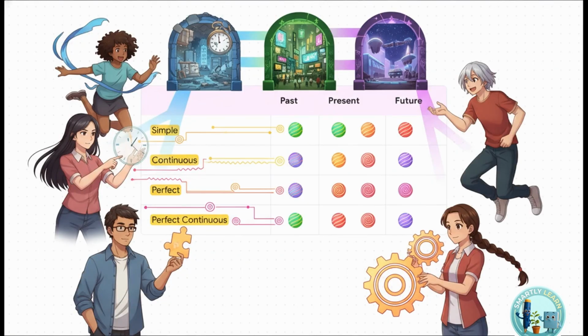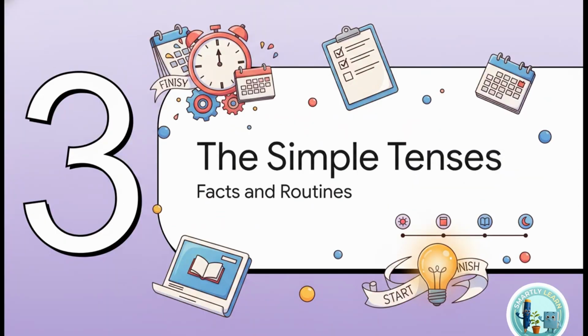And here it is. This is the whole shebang. Every tense is just a mix of two things: a time, past, present, or future, and what we'll call a form: simple, continuous, perfect, or perfect continuous. 3 times 4 forms. That's the entire system. Once you get how this grid works, you've cracked the code. All right, let's start filling this thing in. We're going to begin with that top row, the simple tenses.